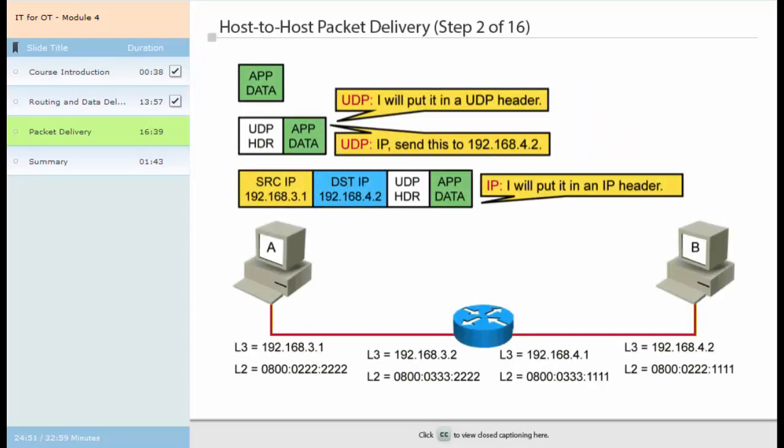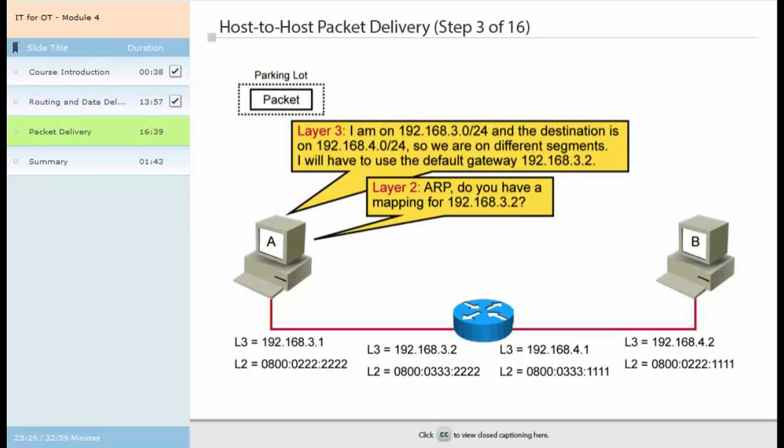UDP prepends a UDP header, UDP HDR, and passes the PDU to IP, layer 3, with an instruction to send the PDU to 192.168.4.2. IP encapsulates the PDU in a layer 3 packet, setting the source IP address, the SRC IP, of the packet to 192.168.3.1, while the destination IP address, DST IP, is set to 192.168.4.2. The host sends any packet that is not destined for the local IP network to the default gateway.